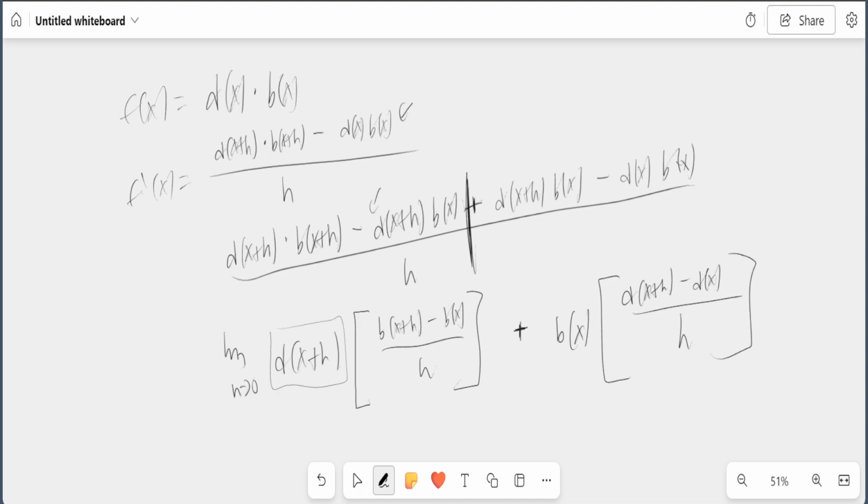Okay, what's this as the limit h goes to 0? It's a of x. And what's this as the limit h goes to 0? That's b prime of x. And then what's this as the limit as h goes to 0? That's also just b of x. And then this as the limit as h goes to 0 is a prime of x. So there you go. Product rule.